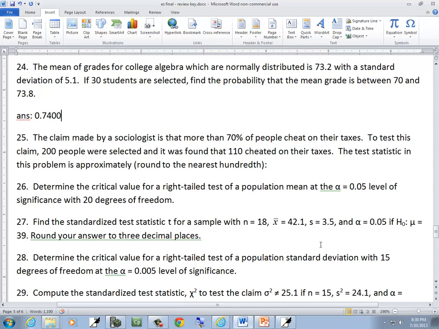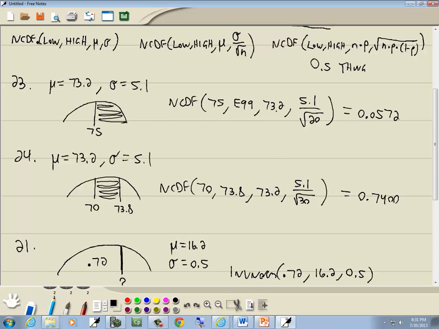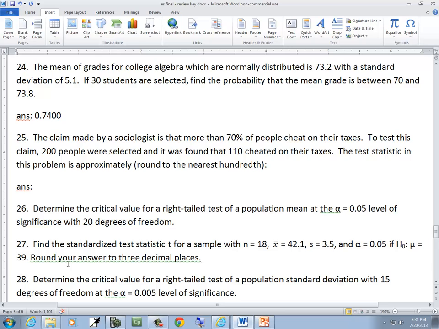And that's our answer. Okay, let's look at this one. Number 25. Now we're no longer talking about normal distributions. We're getting into the claims.